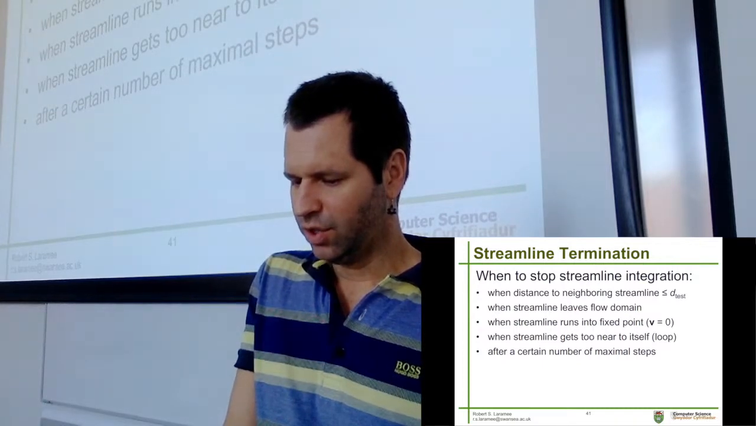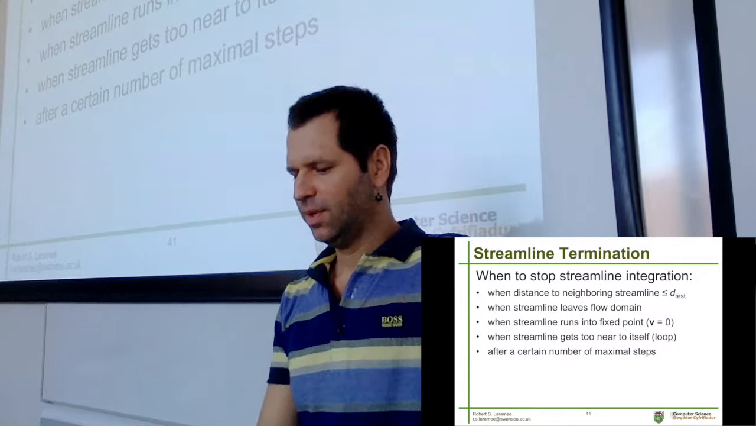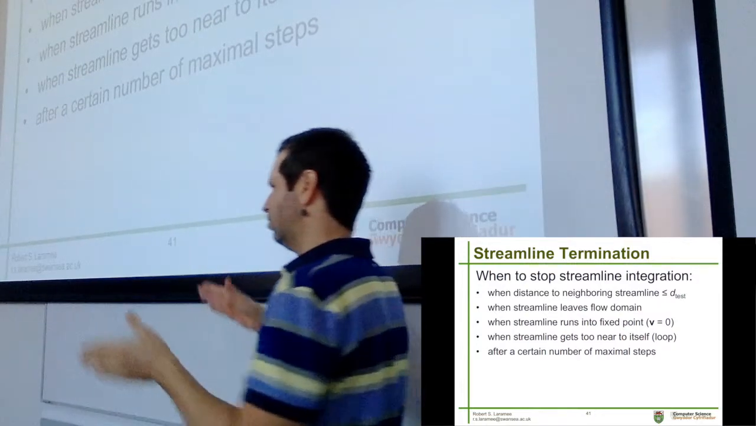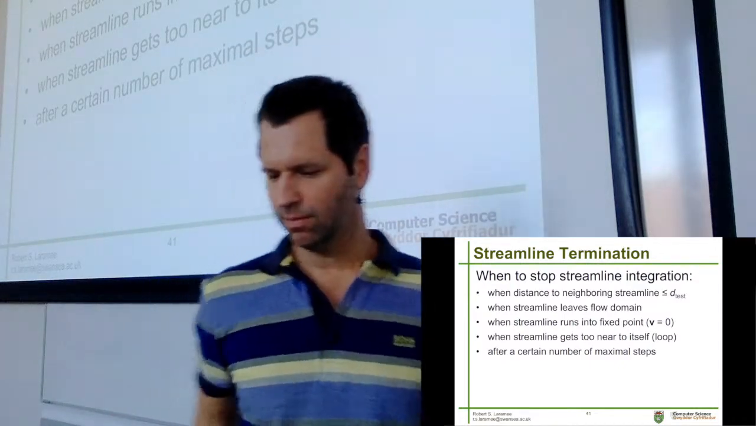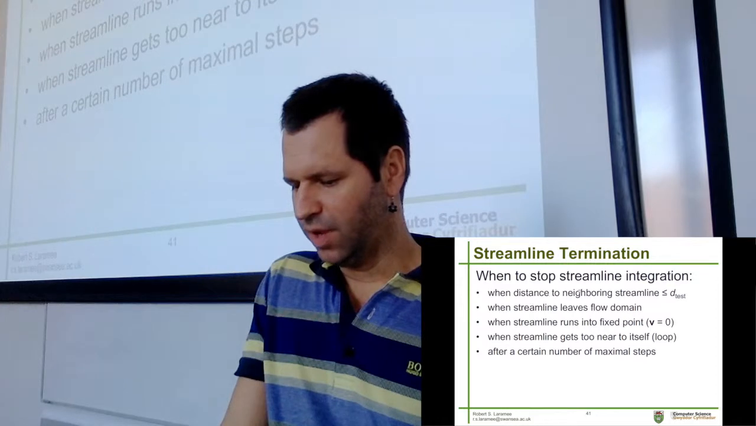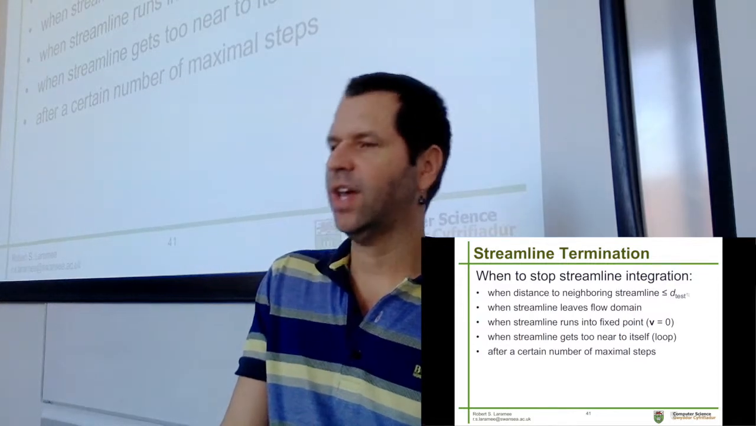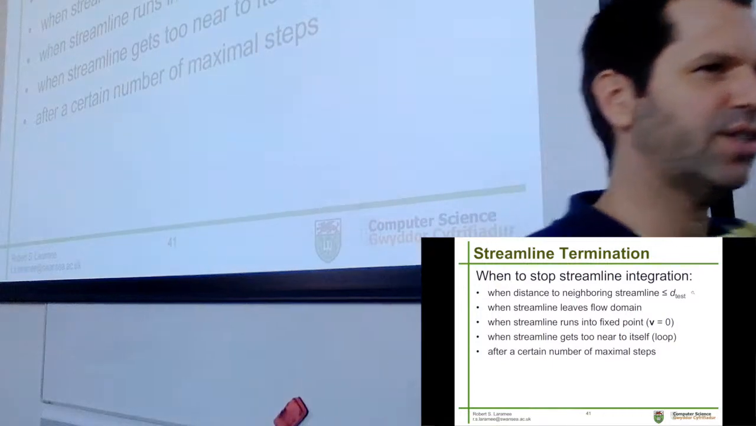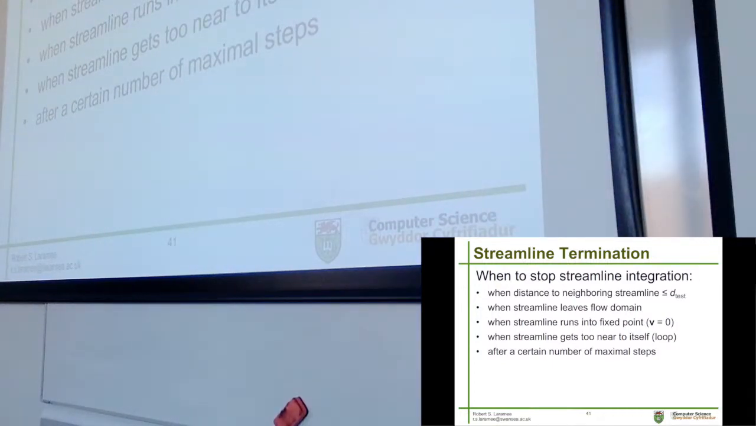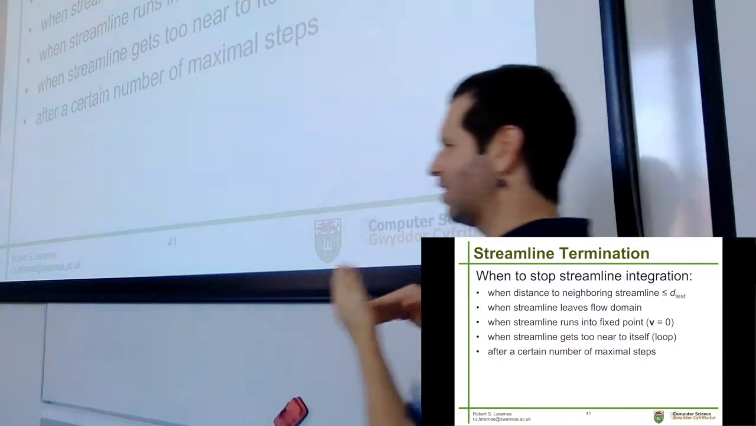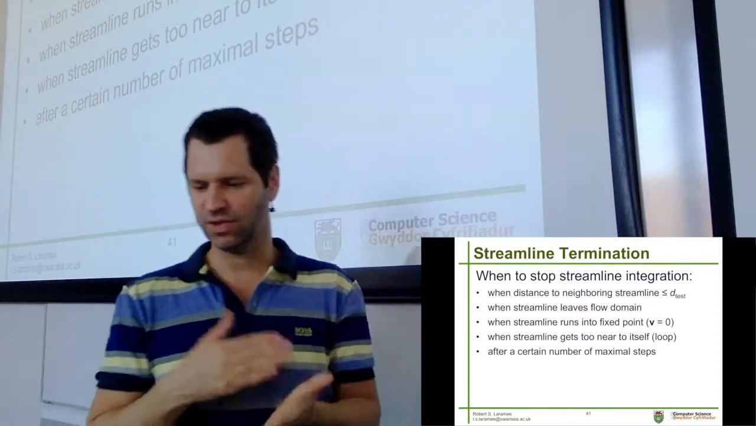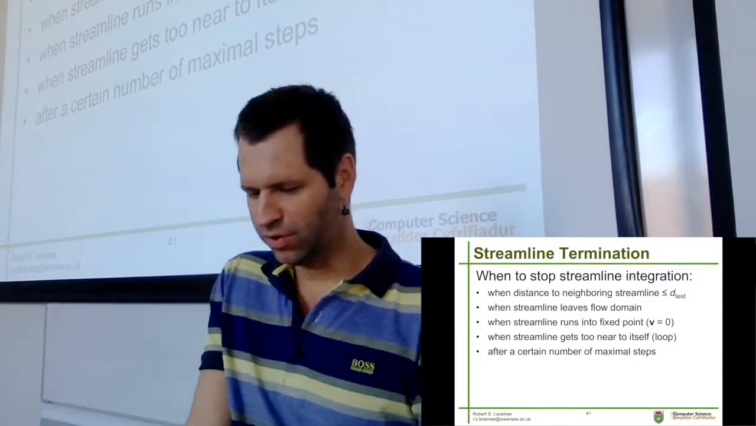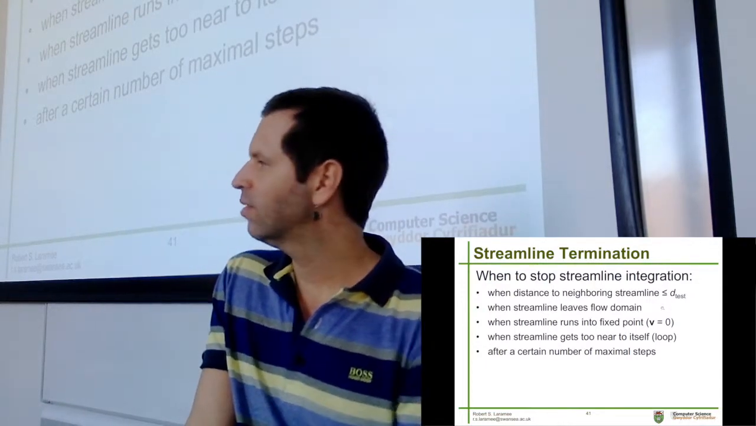The terminating conditions, when to stop streamline integration. That means when do you stop or terminate a streamline, stop trying to trace it through the flow. When the distance to a neighboring streamline is less than or equal to d-test. So whenever we're tracing, we're testing to see, is there another streamline in the neighborhood? Are we going to crash? Are we going to collide with another streamline? Are we within d-test of a distance? If so, we terminate. We also terminate when the streamline hits the border, the boundary of the data.